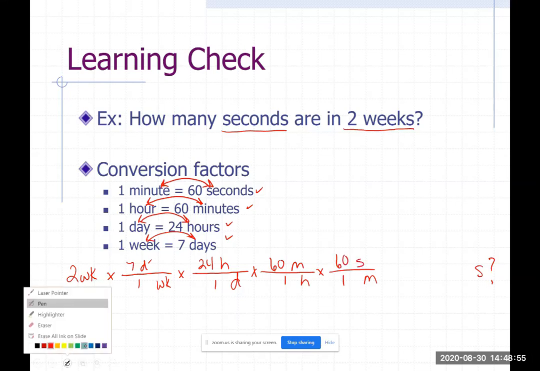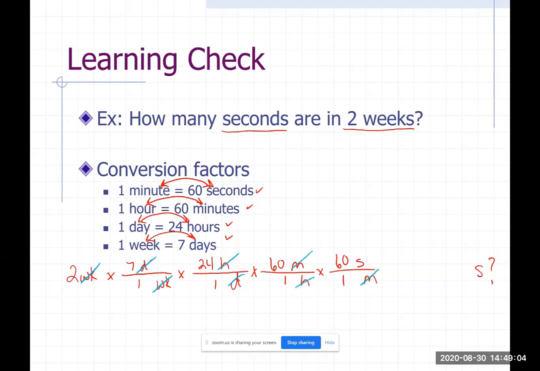And now we go back through everything and make sure that all of our units are cross-canceling, just to double check and make sure that we set everything up correctly. Now we just do the math, and so into your calculator, that's going to be 2 times 7 times 24 times 60 times 60, and I get a pretty big number of seconds, 1209600 seconds.